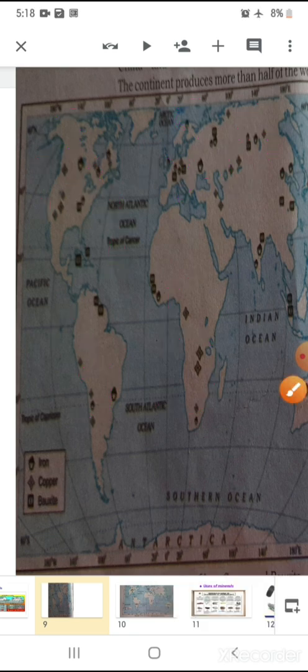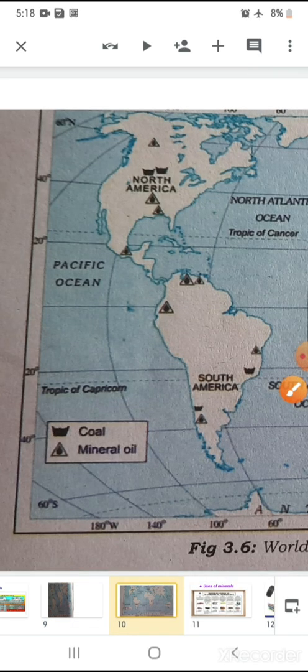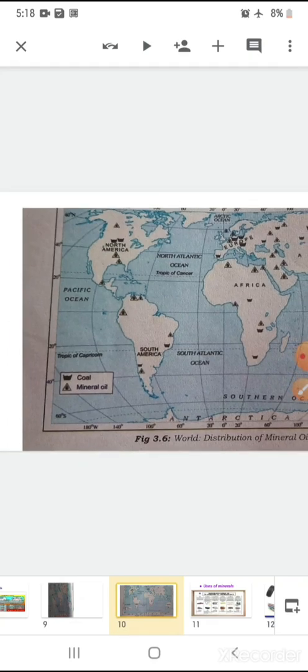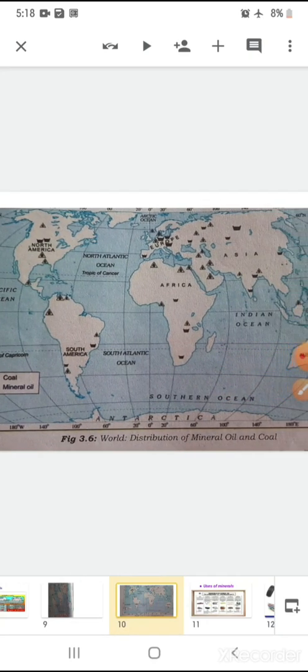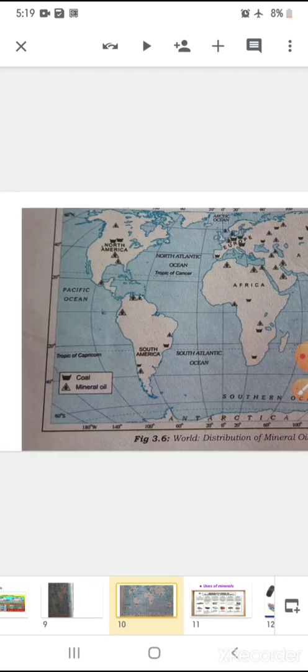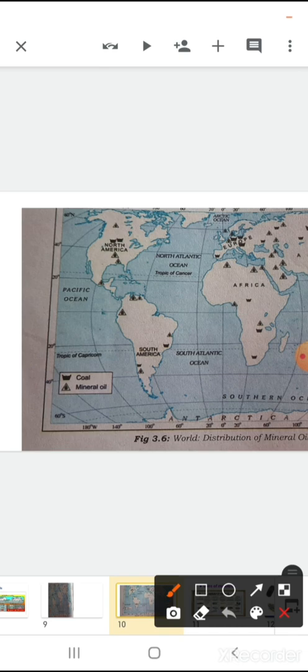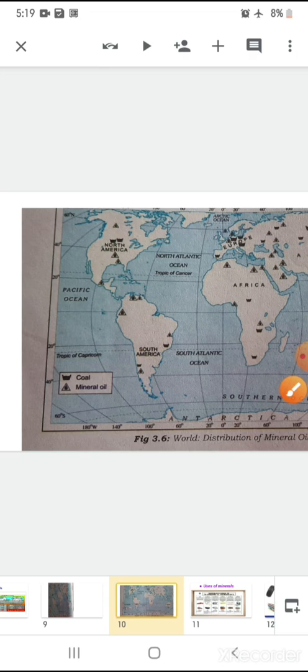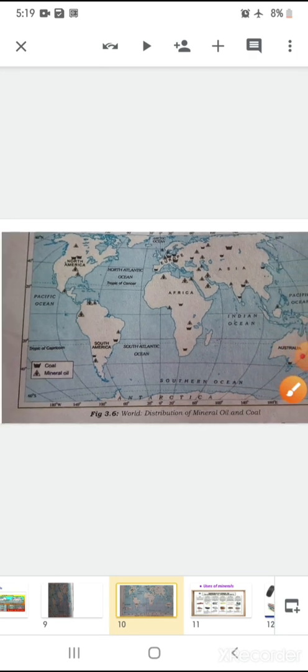Okay. Next map that I'm going to show you. This map, children, is the world distribution of mineral oil and coal. You can see children, when you're making a map, the most important thing is your key, that is the symbol of your coal and mineral oil. You can see that if we take the reference of different places, then coal is found in North America. Then you can see Europe also.